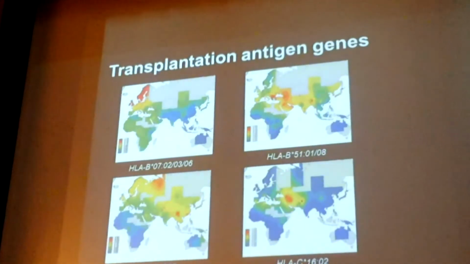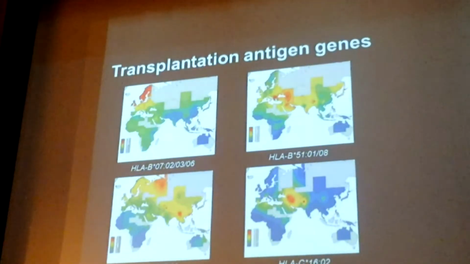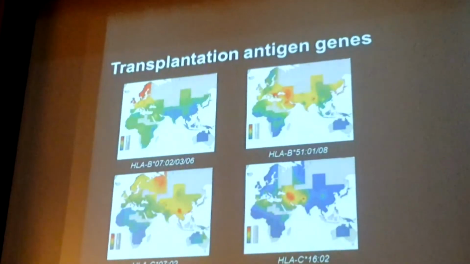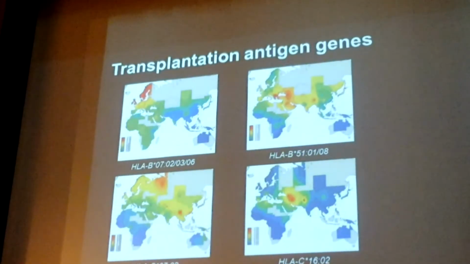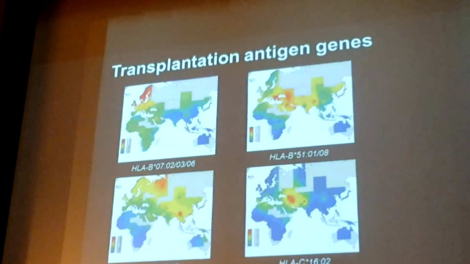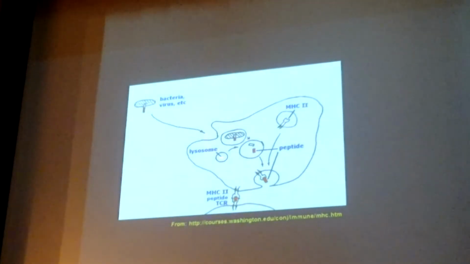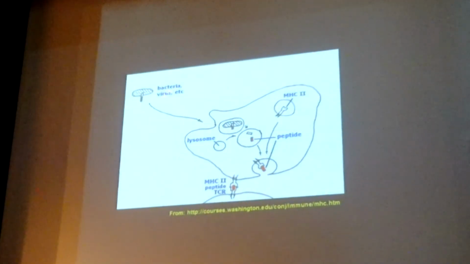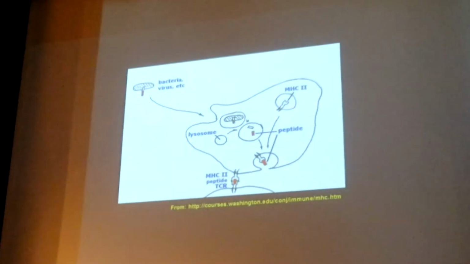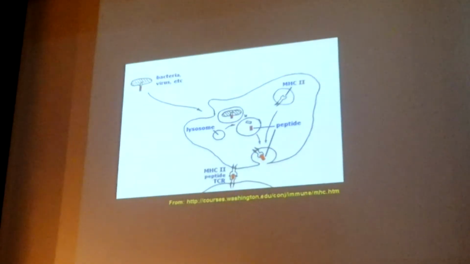Something else that Peter Parham's group found early on, 2011 already, is that transplantation antigen genes, some variants of genes involved in regulating the immune system, come from Neanderthals and also from Denisovans, and have sometimes reached high frequency in certain regions of Europe. These are then proteins that present peptides from bacteria and viruses to the immune system. So they're important in regulating how well we respond to infections.